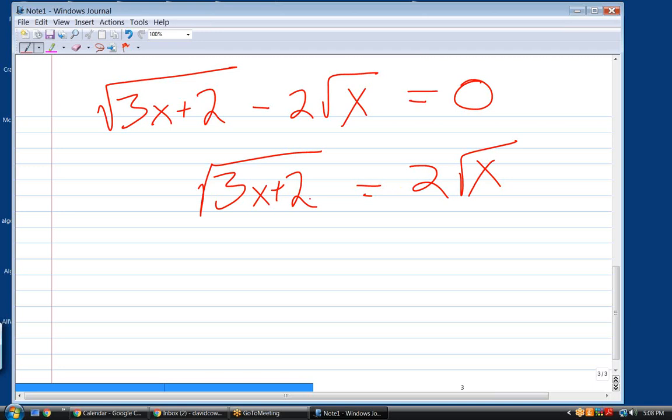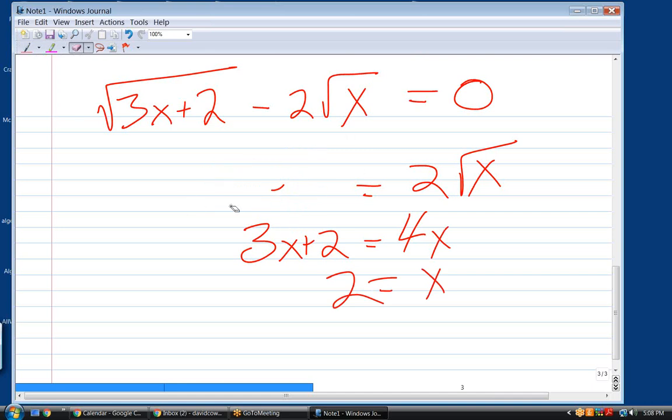When I square both sides, what do I have? You just have 3x plus 2 equals 4x. Yep. And now x equals 2.